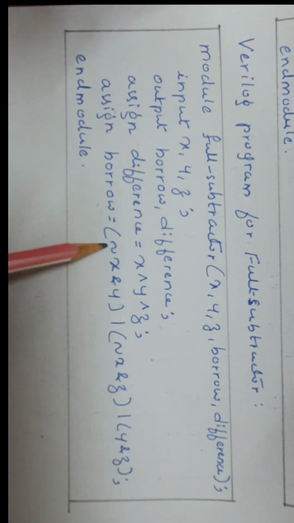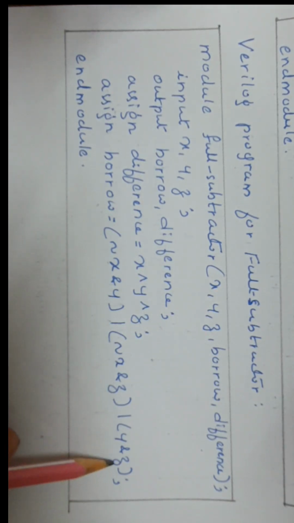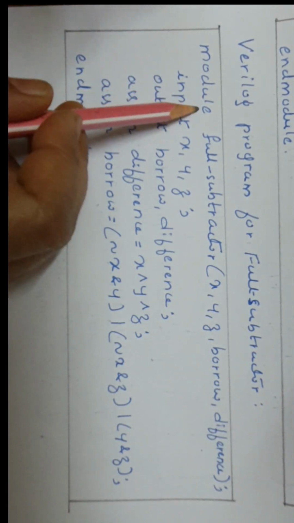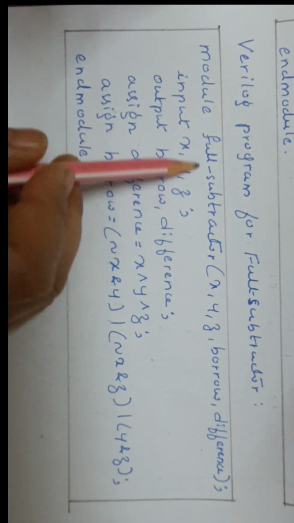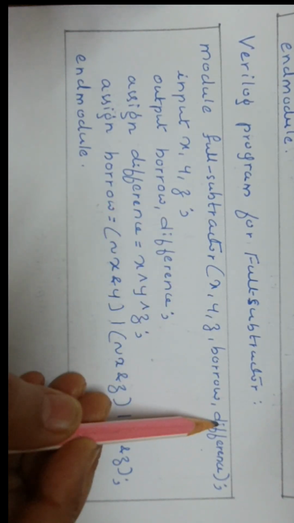X dash, that is tilde x, means x dash, logically ANDed with y. So x dash y, or, with this pipeline operator as already told, logical ORing, x dash z, or yz, meaning y logically ANDed with z. So here module, end module, the start of the program, the end of the program. The name of the program we have taken is full underscore subtractor. This is the list of inputs and outputs.